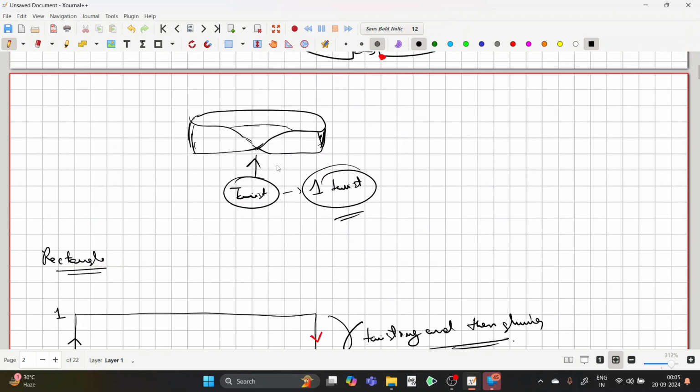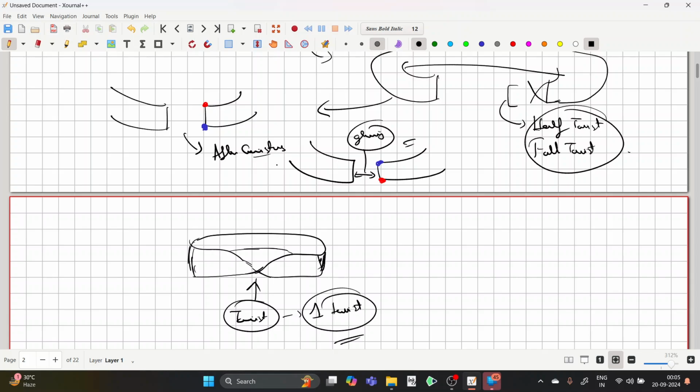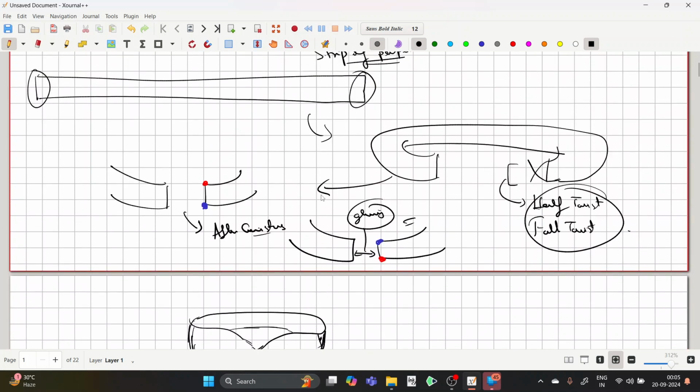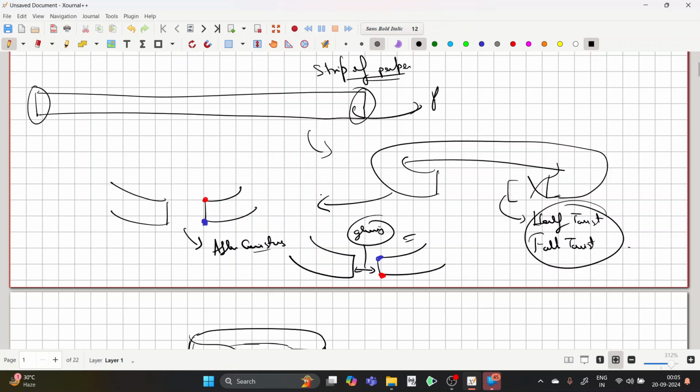So if I twist this out, now the construction is exactly how we did this construction, right? Because this strip of paper can be actually considered to be a rectangle. Got it? Clear?